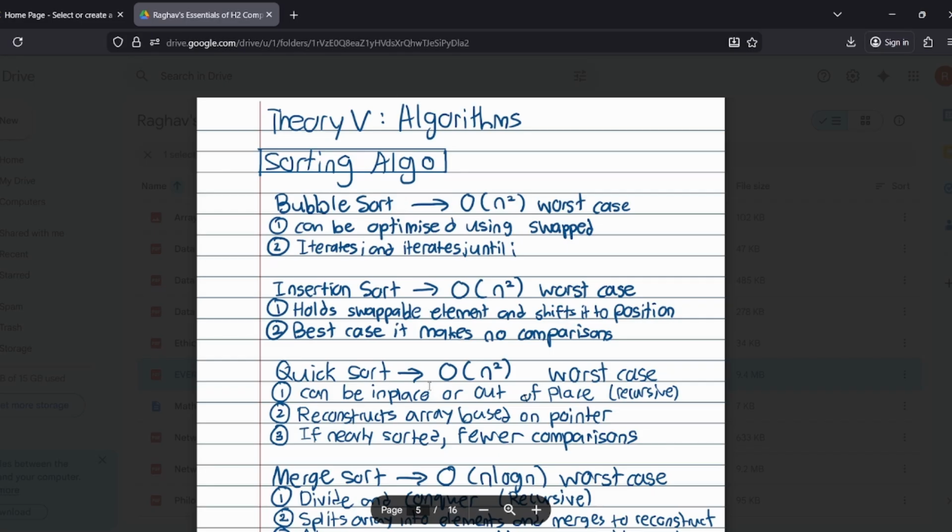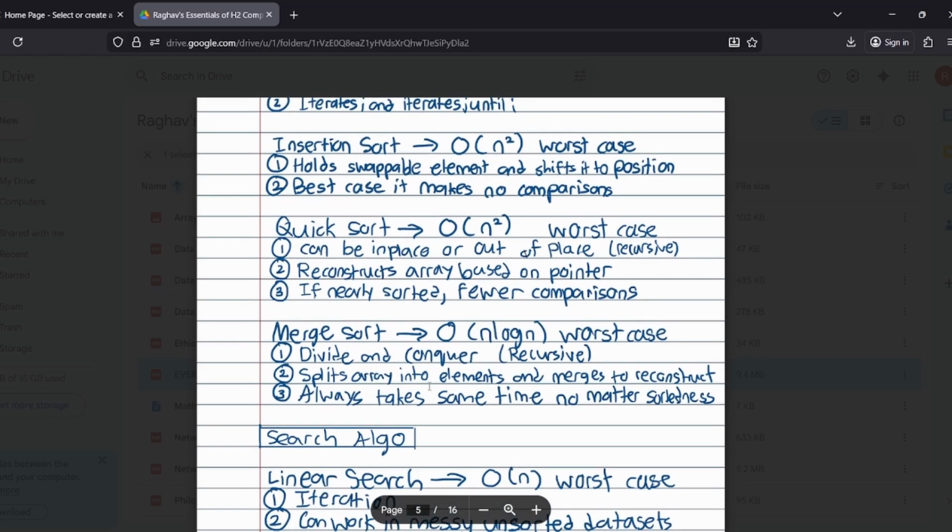Then quick sort is O(n) squared, worst case. This is faster, but again, it's still worst case O(n) squared. It can be in place or out of place, which is recursive. If it's in place, may God help you. It reconstructs arrays based off of the pointer, and if it's nearly sorted, you have fewer comparisons. Quicksort is pretty common, a lot of people test it.